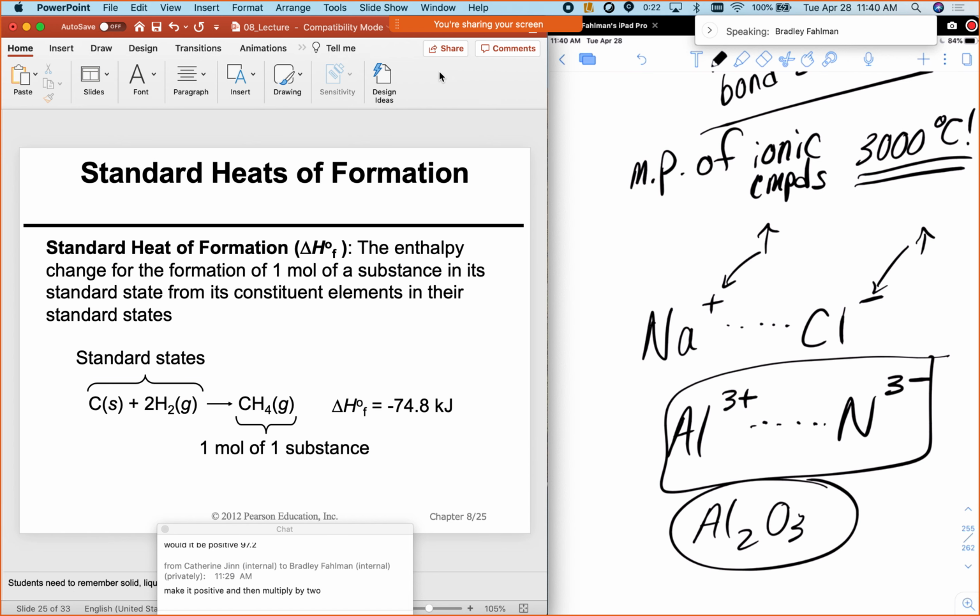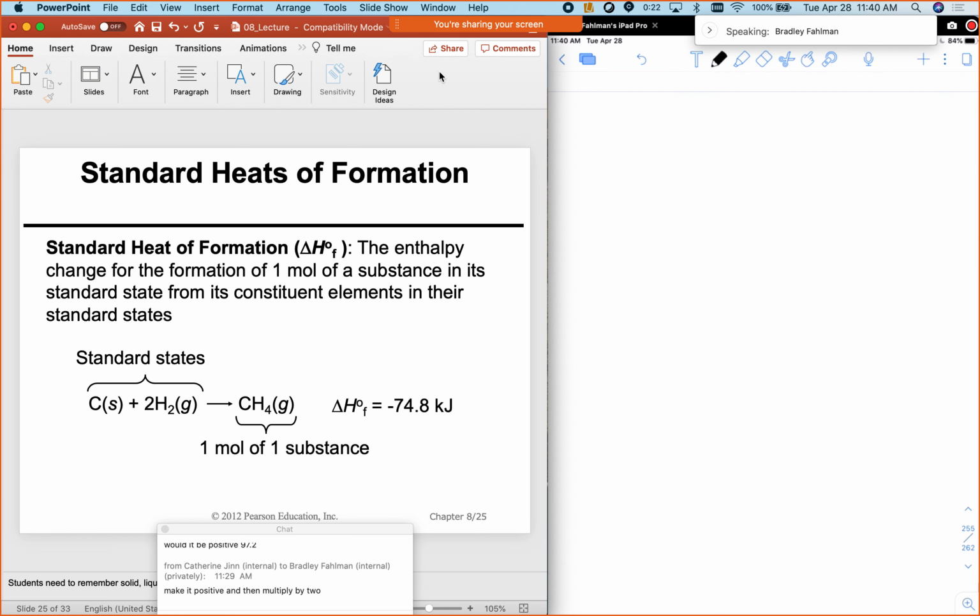Okay, so let's talk about the last two types of calculations related to energy for reactions. There's the heat of formation. The standard heat of formation is how much energy it takes to form 1 mole of a substance from its elements. This is how you would define forming 1 mole of methane. It would require minus like 75 kilojoules. So it's from its elements.